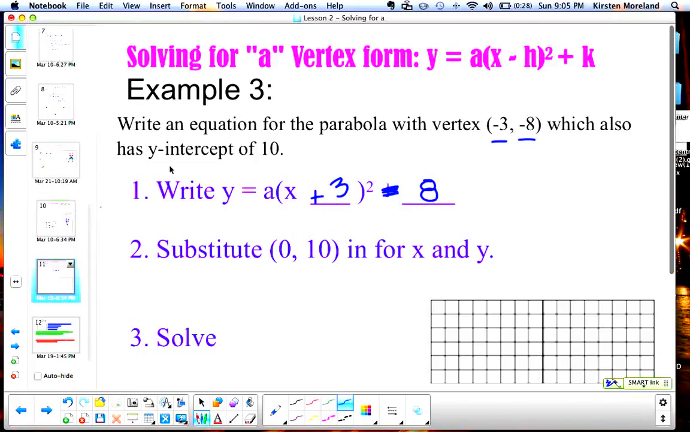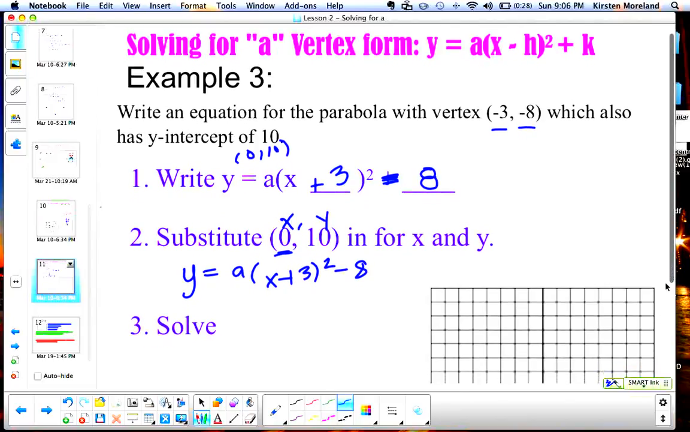All right, and it has a y-intercept of 10. Remember, the x-coordinate of every y-intercept is 0. So when you see the word y-intercept, you really just want to write a 0 in front of it every time because it's really the point 0, 10. And that's important because I need an x and a y to plug in. So I'm going to rewrite my equation. Y equals a times x plus 3 squared minus 8.